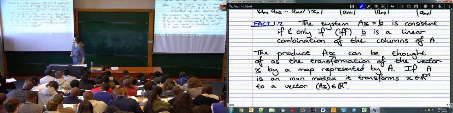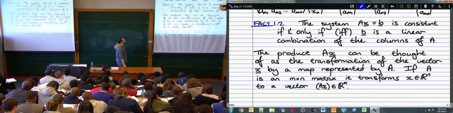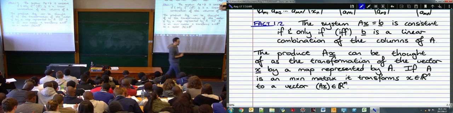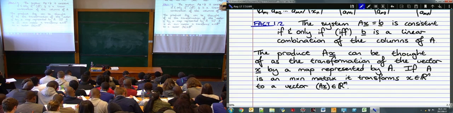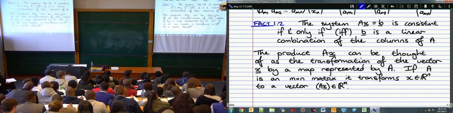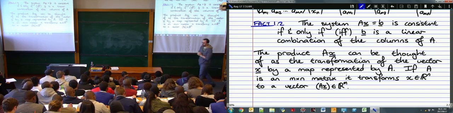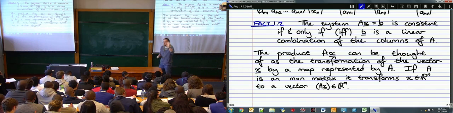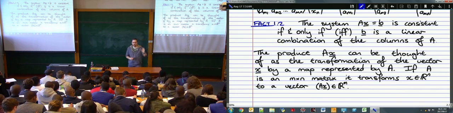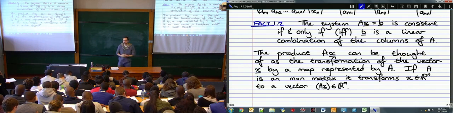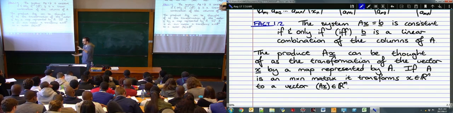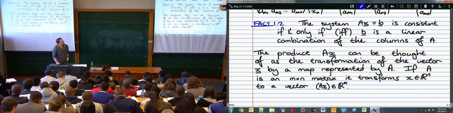So, I guess there are a couple of things I've written down here. You can think of AX as representing some sort of transformation of a vector. And you would have seen a little bit of this last year. You should have seen 2x2 matrices representing transformations of the plane. So for example, if you have a 2x2 matrix where the entries are cos theta, minus sine theta, sine theta, cos theta, that represents an anticlockwise rotation by theta of this plane.